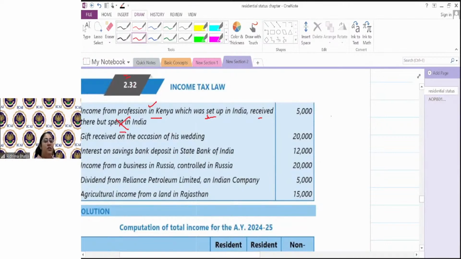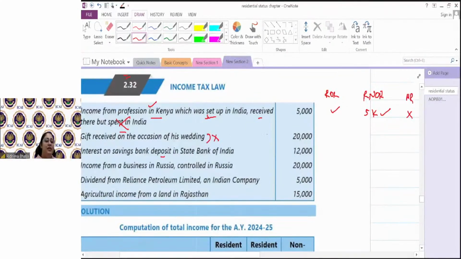Will it be taxable in the hands of non-resident? No, क्योंकि business outside India है. So NR के case में it would not be taxable. Coming to ROR and RNOR. ROR के case में it would be taxable. But what about RNOR? Full 5,000 would be taxable? Yes, because it's an income from profession which is outside India, but it is set up or controlled in India. It is taxable.